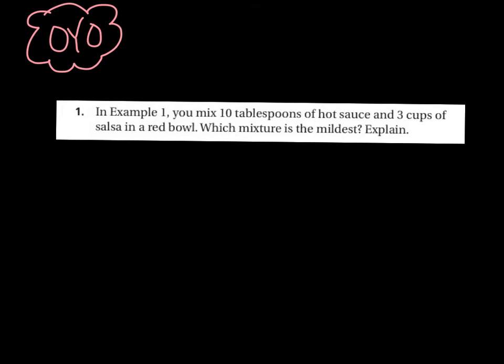You're going to try one on your own, and you're going to be comparing to those 2 ratio tables we just set up, but you're also going to have to make a new one for 10 tablespoons of hot sauce to 3 cups of salsa in the red bowl. And this time be careful because they're asking which one will be the mildest of all 3. And you'll have to explain using your table.